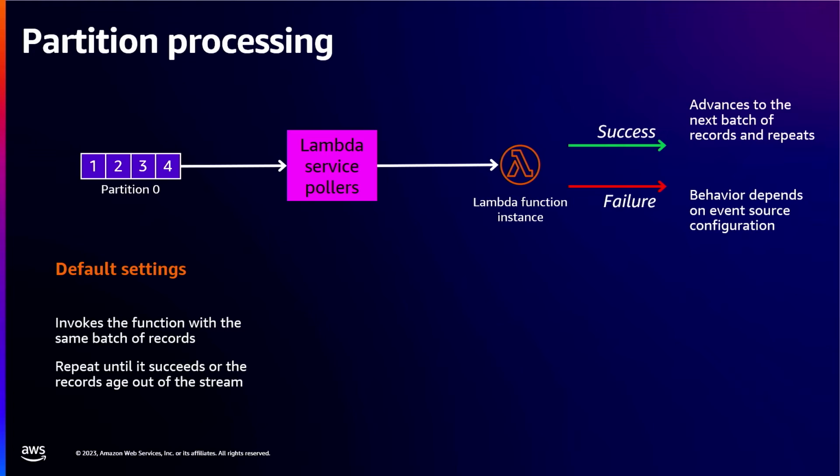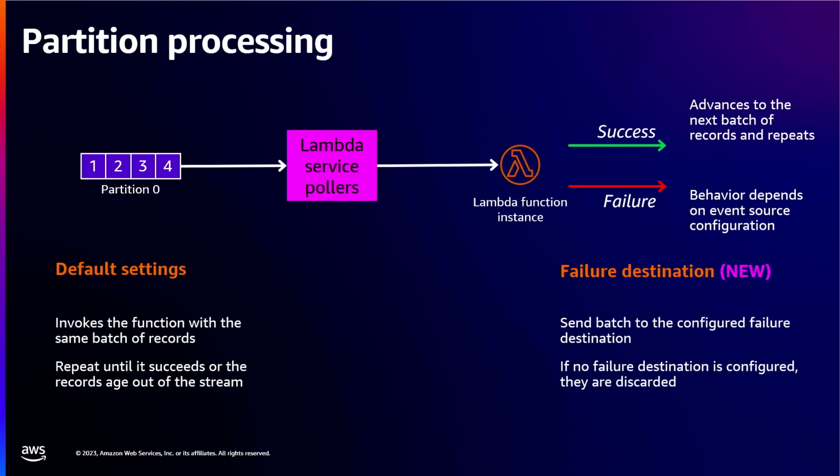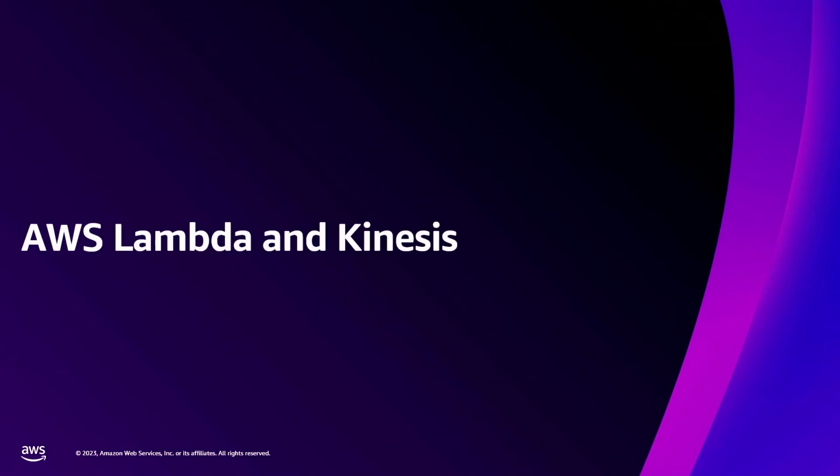But if there is an error in the batch and you don't want to retry processing the batch, you can also now configure a failure destination, again, newly announced, and instead send the batch there for further investigation. So records that have aged out of the stream are going to be discarded. But for the error ones, this at least means you don't have to hold up your stream if you've got a poison pill message, and you can keep processing.